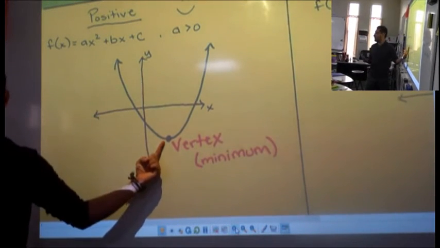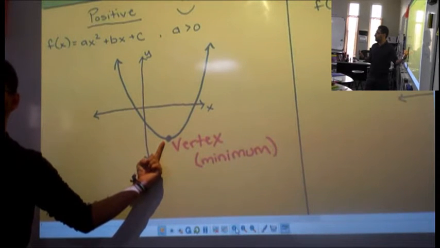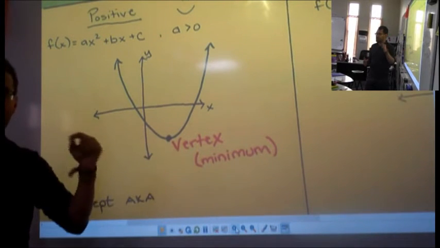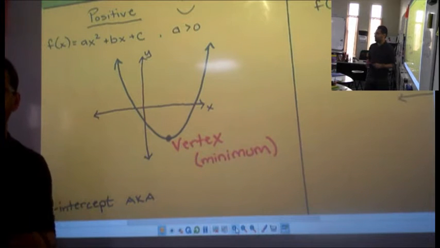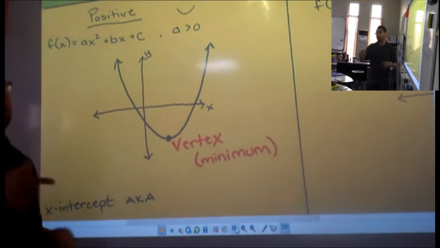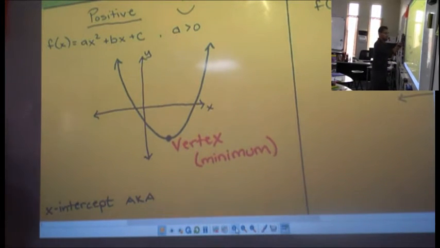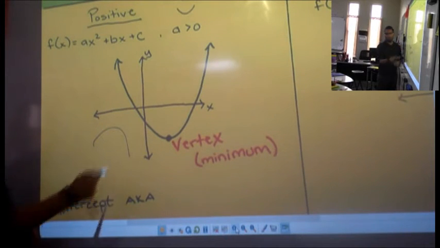What do you think the other name would be? Instead of minimum, it would be? Maximum. Why is this a minimum rather than a maximum? Below the x-axis? Now, it's possible for me to draw this, though. That's below the x-axis.